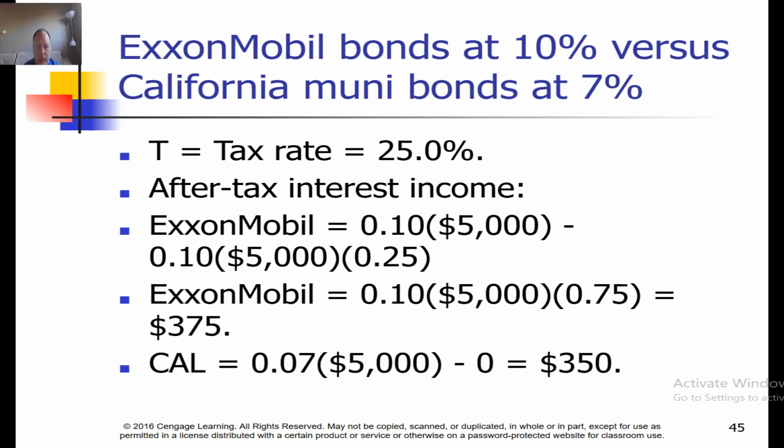So the after-tax rate of return for the ExxonMobil investor is not 10%, but only 7.5% of the $5,000, or $375. If the investor invested in California bonds at 7%, they would pay no taxes, so they would get 7% of 5,000, or $350. In this example, our individual investor is better off in the corporate bonds than in the government bonds.